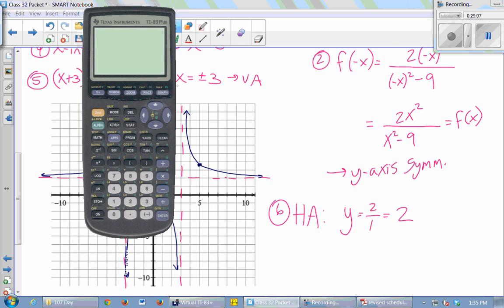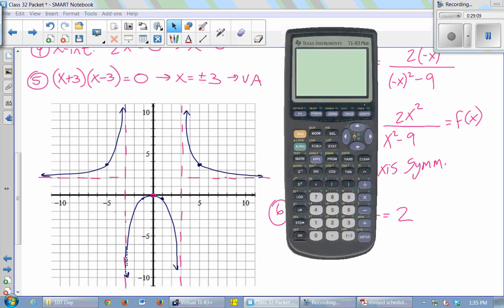All right, let's use a graphing calculator to just confirm what our graph looks like. Okay, so it was 2x² divided by x² minus 9. And the window I'm using here is -10 to 10, -10 to 10. And there's my graph. Looks just like the picture we drew.